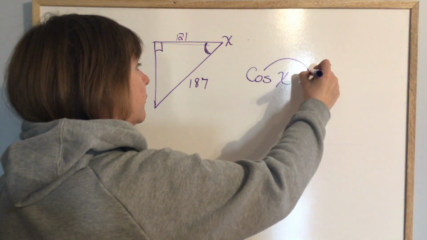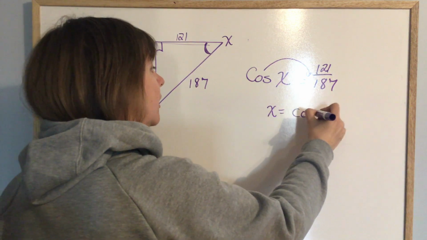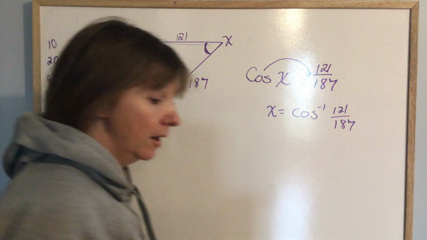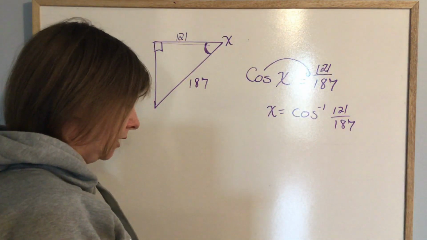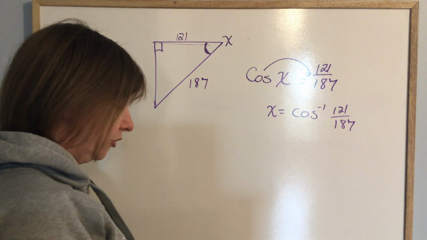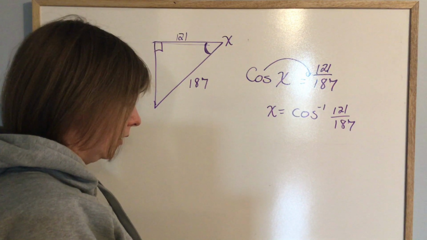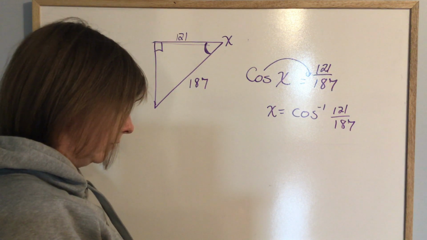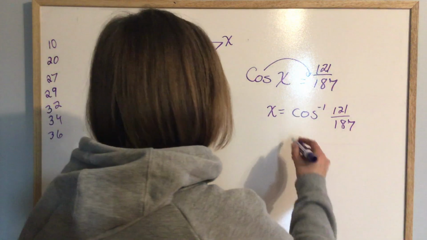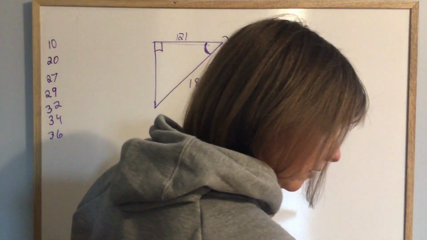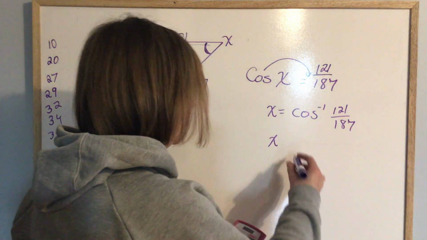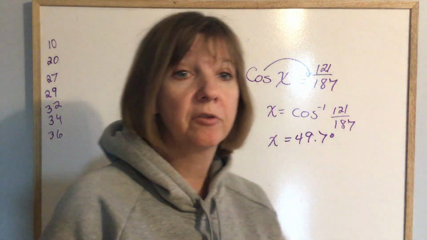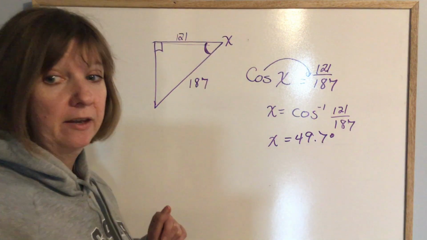So we're going to bring this cos over here, and we're going to do arc cos of 121 over 187. And so I'm just going to go to my calculator, and I'm going to go shift cos of 121 over 187. And it gives me 49.67, so 49.7 degrees, it said, round to the nearest tenth. So that's number 10.